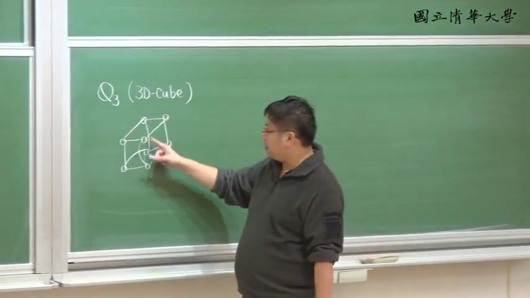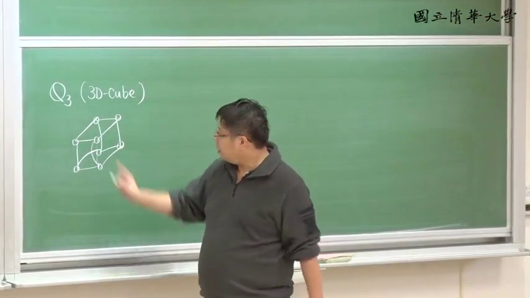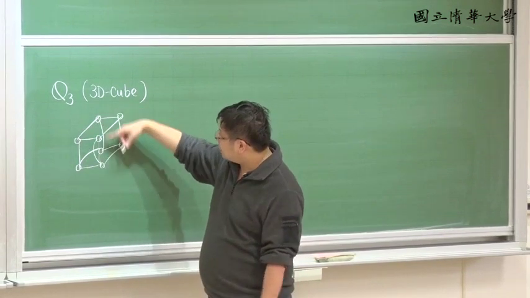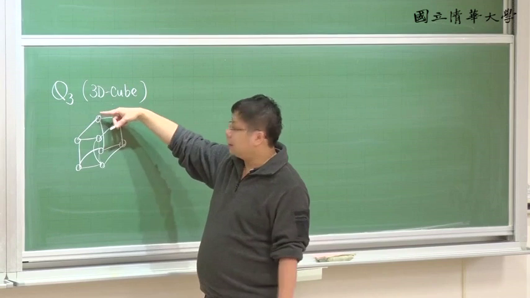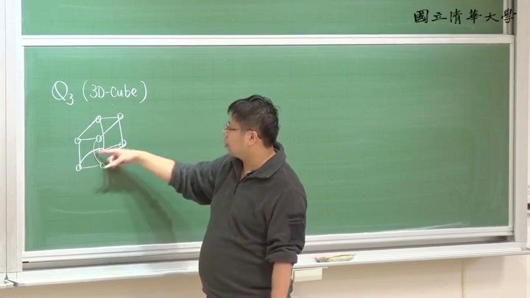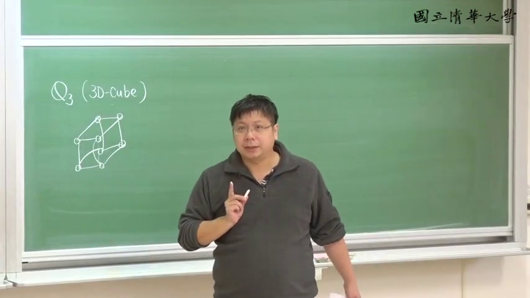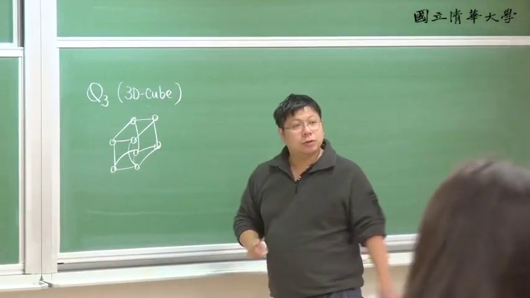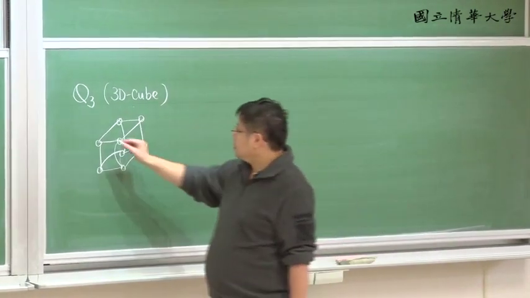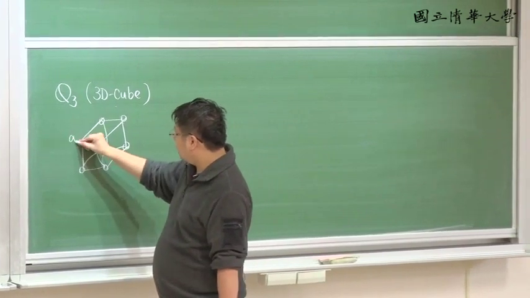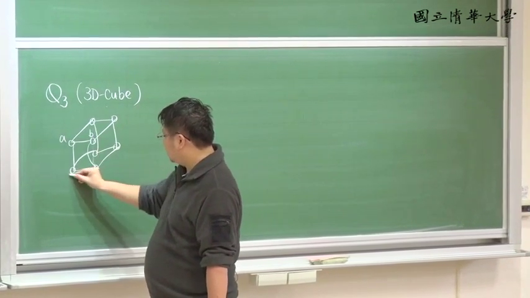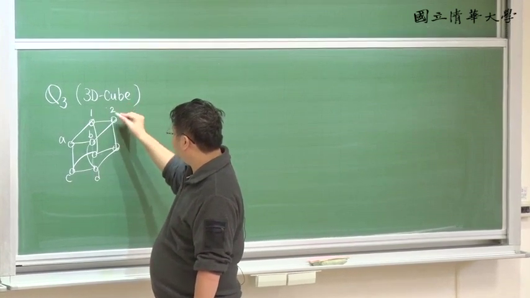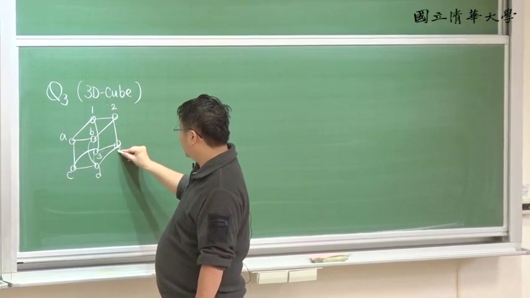So there are 8 vertices. The first 4 form a square. The other 4 form a square. And then we have an edge joining the corresponding vertices in the 2 squares. Is that okay? So this is a 3-dimensional cube, and in fact, this is also a planar graph. Let me call this A, B, C, D, and let's call the other ones 1, 2, 3, and 4.